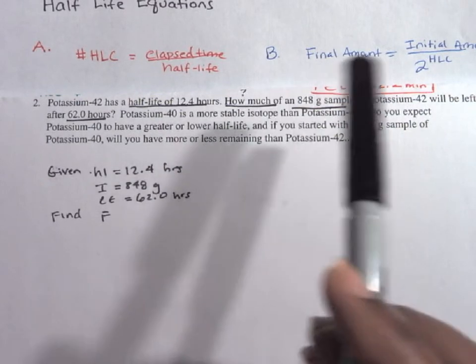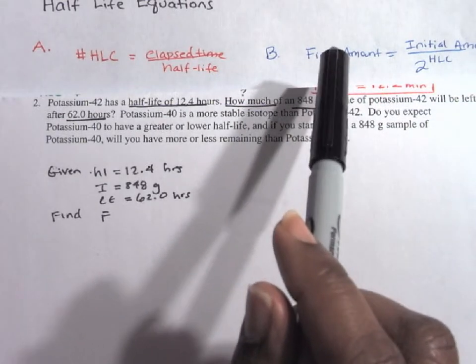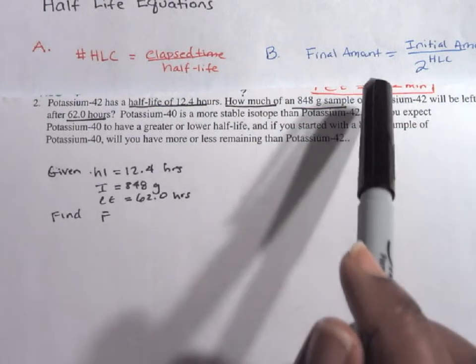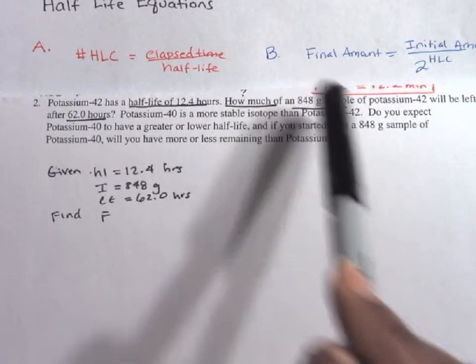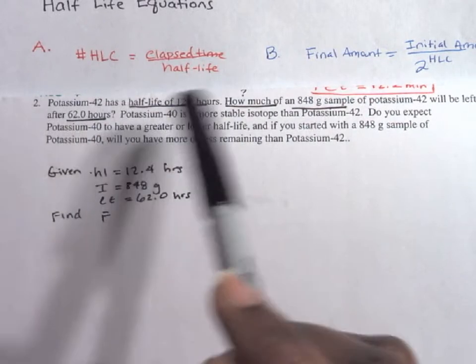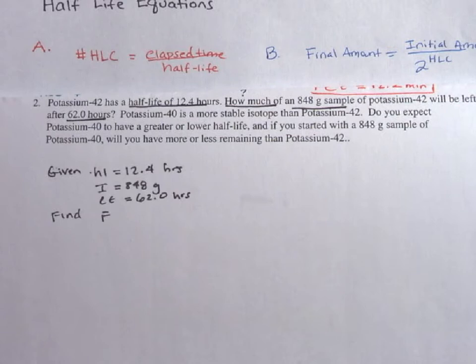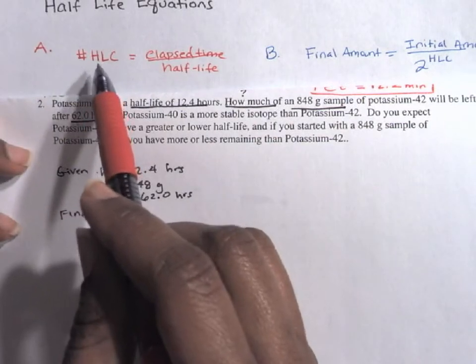So if I'm asked to find the final amount, I'm going to use equation B last, because equation B has the final amount in it. Whatever I'm asked to find, whatever equation has my find in it, I use that equation last. That means I'm going to use equation A first. And in terms of not having to use logs, you don't have to use logs when you use equation A first.